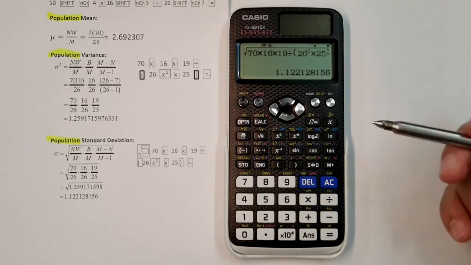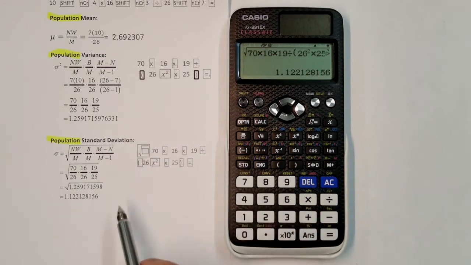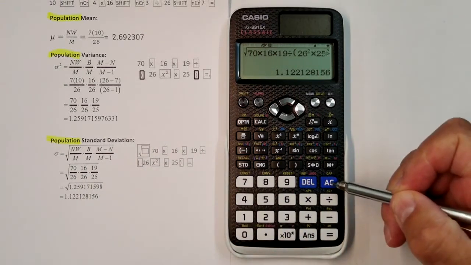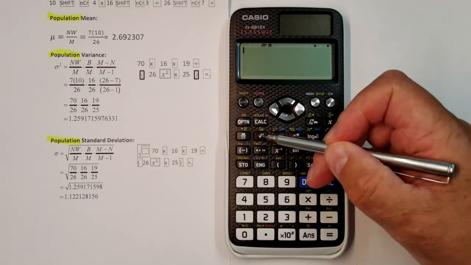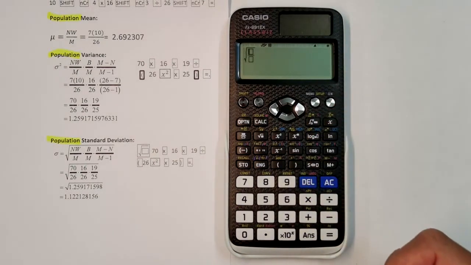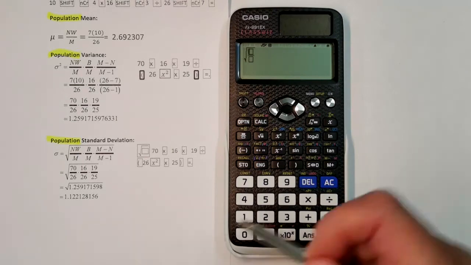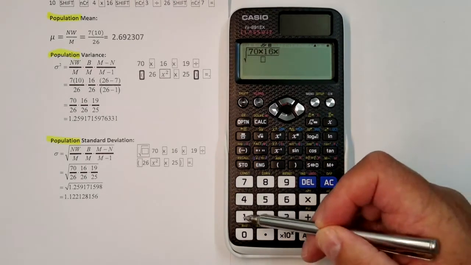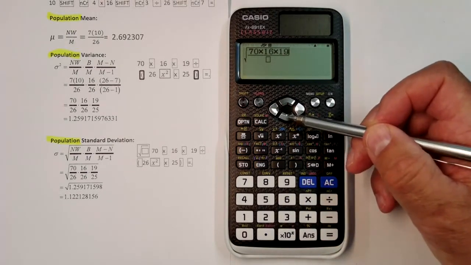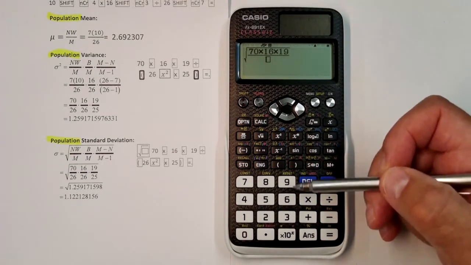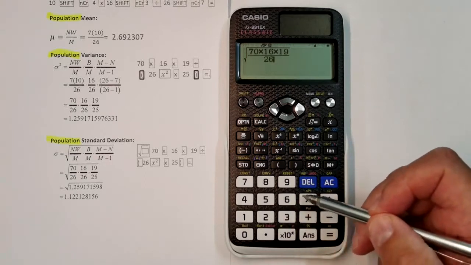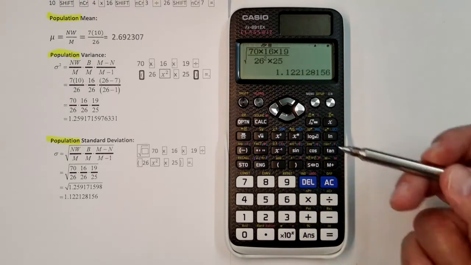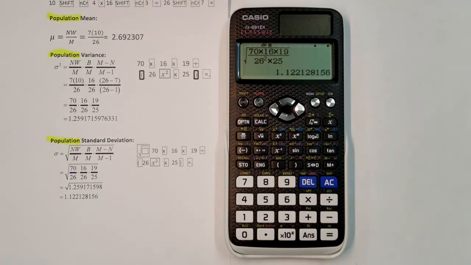Some people, again, don't like doing it this way, and they want it to look more like this. And that's okay. We could do it on this calculator. You hit square root, and then you would hit the fraction key. On the top, you'd go 70 times 16 times 19. On the bottom, scroll down to the bottom, you go 26 squared times 25 equals, exactly the same answer.